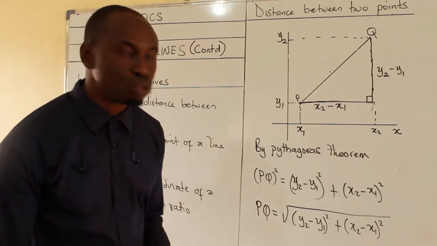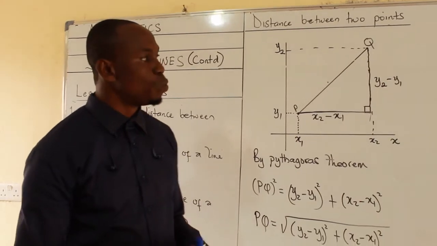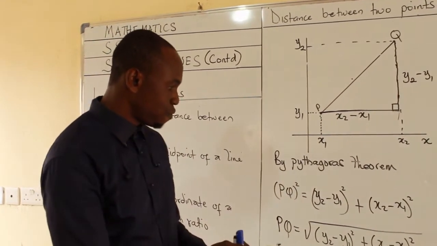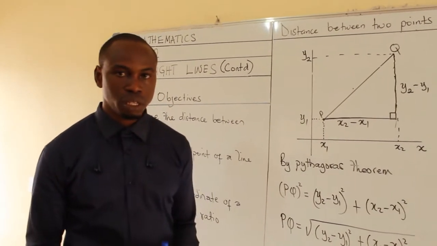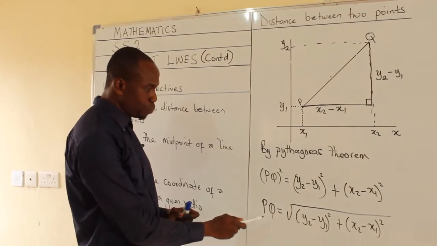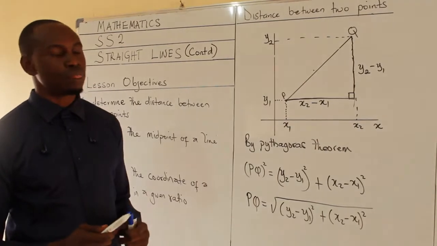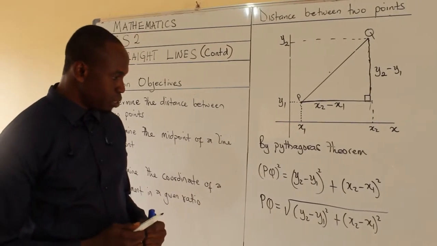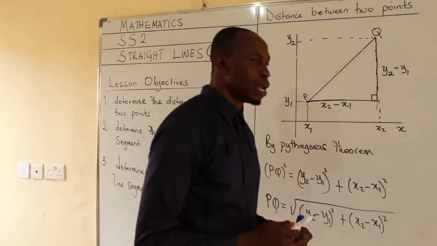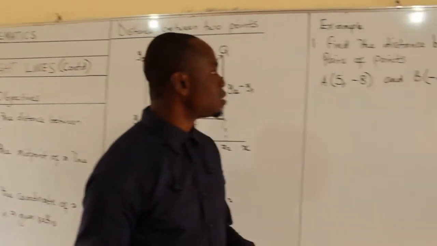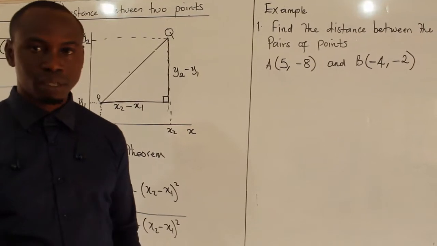So we don't always need to draw a graph when we are asked to find the distance between 2 points. We don't always have to plot a graph if we are told to find the distance between 2 pairs of points. What we need to do is to use this formula and get the distance or the length of those points that are given. We have an example here on the board, and it says find the distance between the pairs of points.